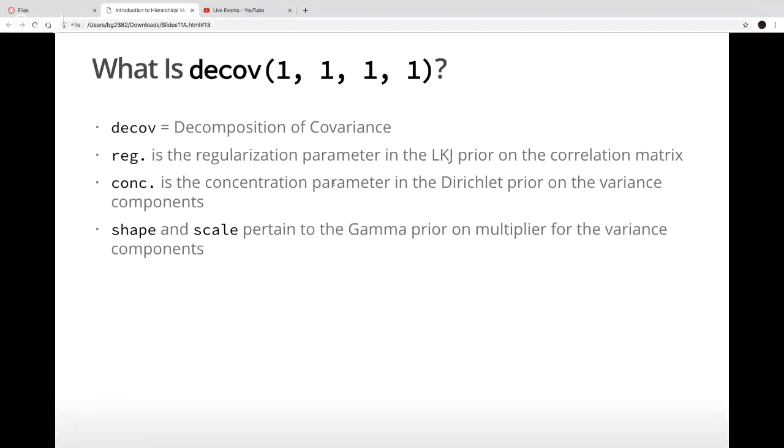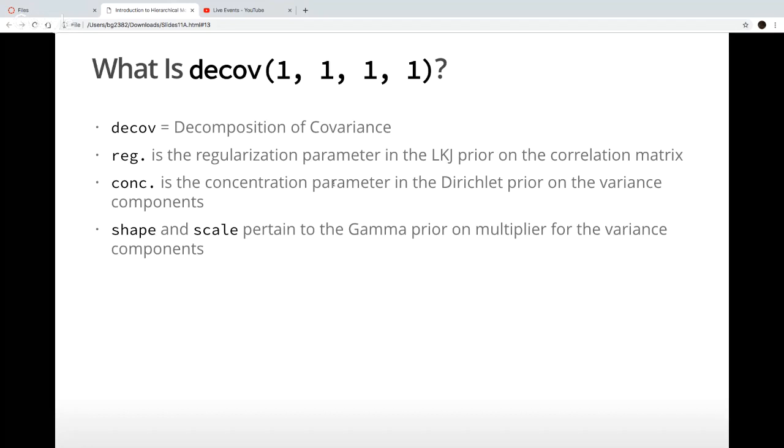So decov is short for decomposition of covariance. By default, all the arguments to that are just all 1. The first is the regularization parameter in the LKJ prior on this 2x2, in this case, correlation matrix, but it doesn't have to be 2x2. Conc is for the concentration parameter on the Dirichlet prior on the variance components. So again, those are going to be non-negative and sum to 1.